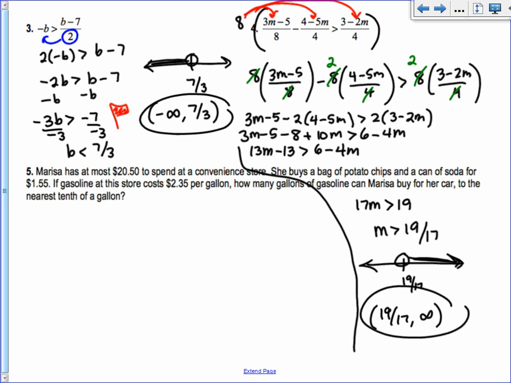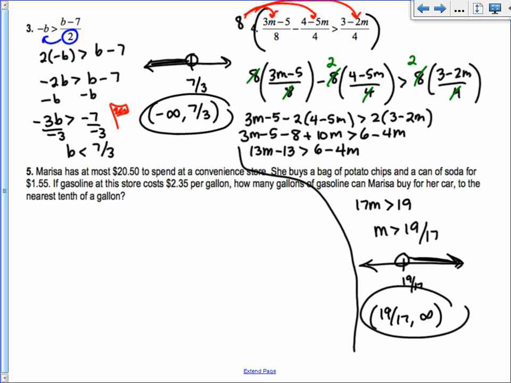All right, so number 5, it says Marissa has at most $20.50 to spend at the convenience store. She buys a bag of potato chips and a can of soda for $1.55. If gas at the store costs $2.35 per gallon, how many gallons of gas can Marissa buy for her car to the nearest tenth of a gallon? Yes, what did you set up?